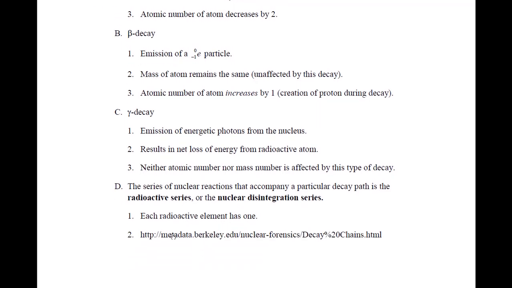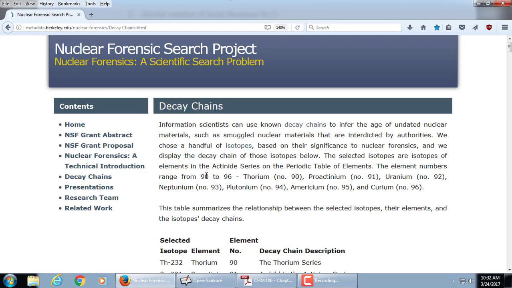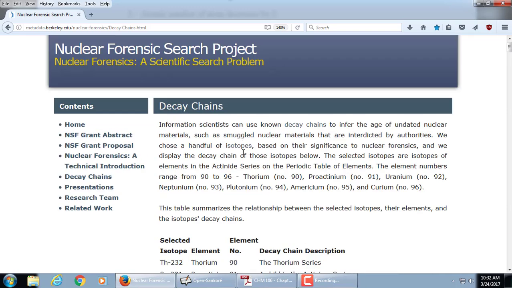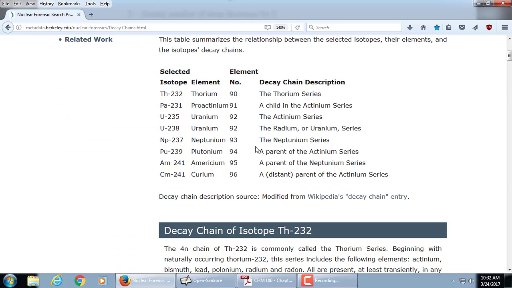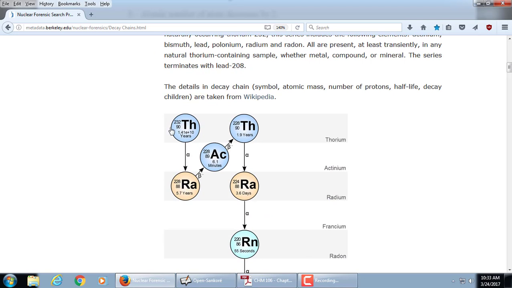And there is a website that I want you to go to, and I want you to study it and see if you can make sense of it. And here is the website. It goes through decay chains, and talks about various series, and then it actually walks you through the decay chain of thorium-232. And remember, gamma is not included here because that's just loss of energy. But if we have either alpha or beta decay, you can see what happens.